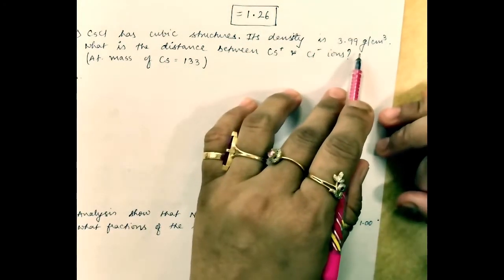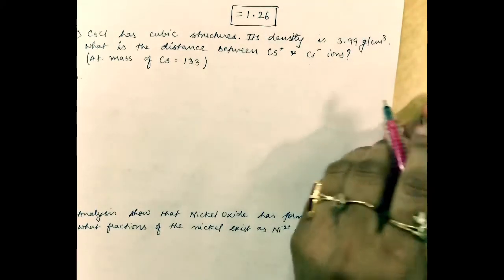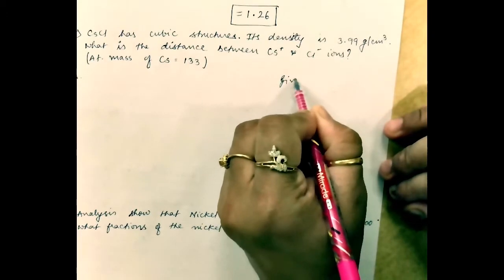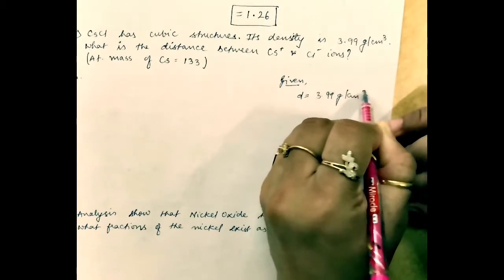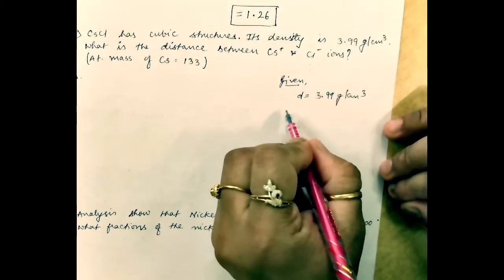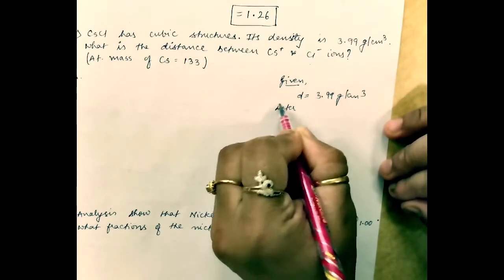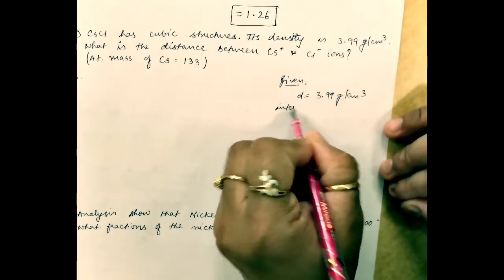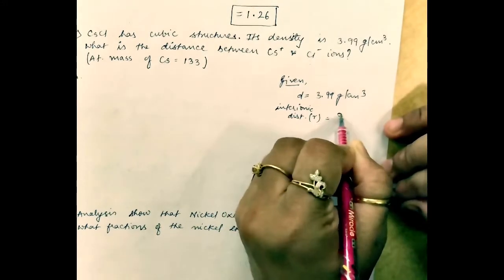Now let us move to the next numerical, that is CsCl has a cubic structure. Its density is given to you as 3.99 gram per centimeter cube. And now what is the distance between Cs plus and Cl minus ions? So the things which are given to you here are the density, 3.99 grams per centimeter cube, and you are asked the interionic distance. Here the distance between ions, so I am calling it interionic distance, or you can say it is R, is asked to you.